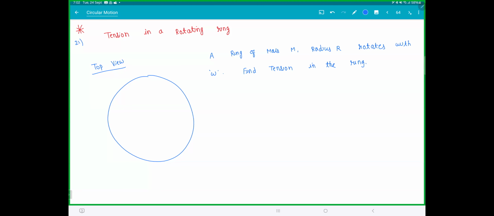So have a look at this, how to know this thing. The process is a little different. Mass is m, the radius is r, and this whole setup here is rotating with omega. So first of all, you need to understand why is there a tension in the ring. Think about it. If you look at the side view, it would look like this.